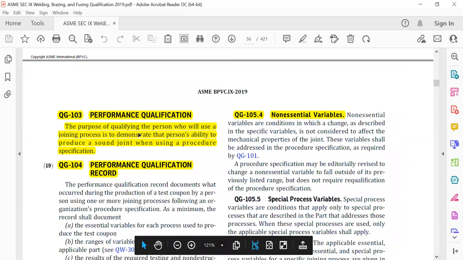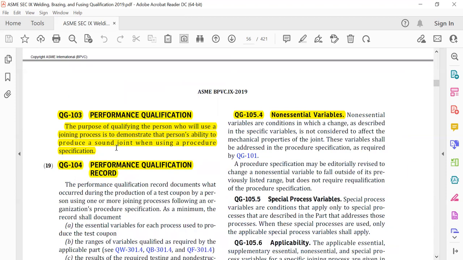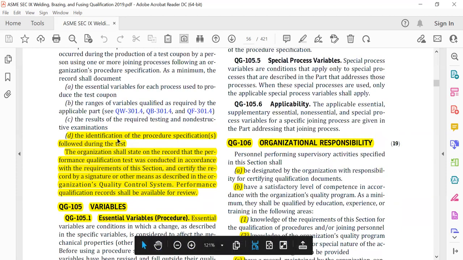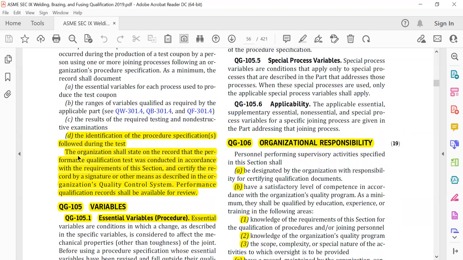Performance qualification. The purpose of qualifying a person who will use the joining process is to demonstrate that person's ability to produce a sound joint when using a procedure specification. Performance qualification record, non-essential, essential variable. The identification of the procedure specifications followed during the test. The organization shall state on the record that the performance qualification test was conducted in accordance with the requirements of this section and certify the record by signature or other means as described in the organization's quality control system. Performance qualification records shall be available for review.